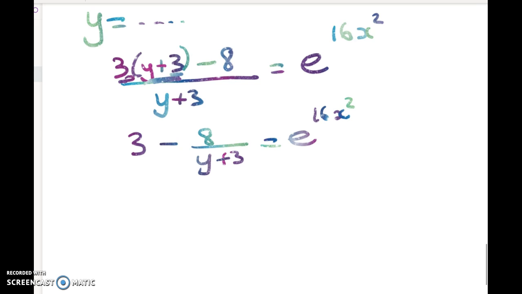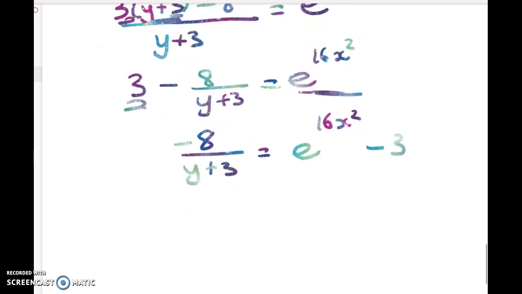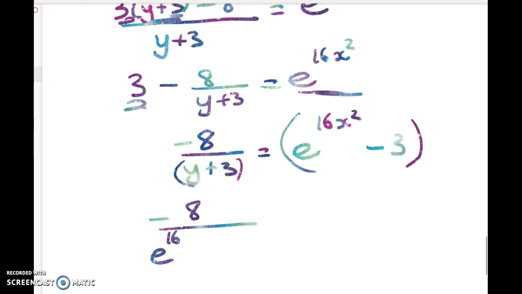What do we get now? Well, where do we go now? We can put this and this together. So negative 8 over (y plus 3) is equal to e to the 16x squared minus 3. Think of this as one factor, and this is one factor. Negative 8 over (e to the 16x squared minus 3) is equal to y plus 3.